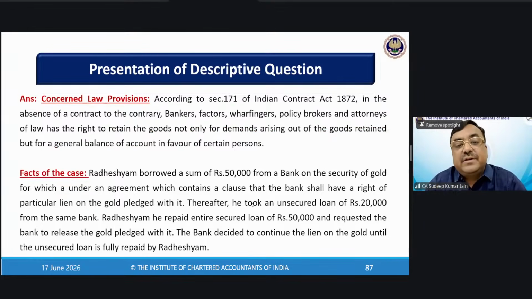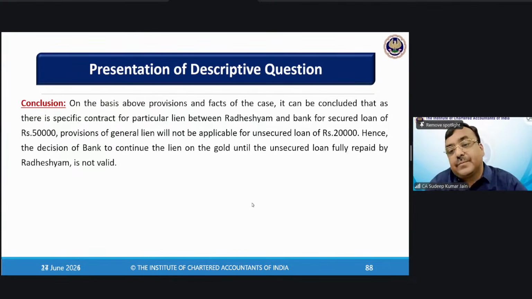According to section 171 of the Indian Contract Act 1872, in the absence of a contract to the contrary, bankers, factors, wharfingers, policy brokers, and attorneys of the law have the right to retain the goods not only for the demands arising out of the goods retained, but for the general balance of the account in their favor. But what is the answer?